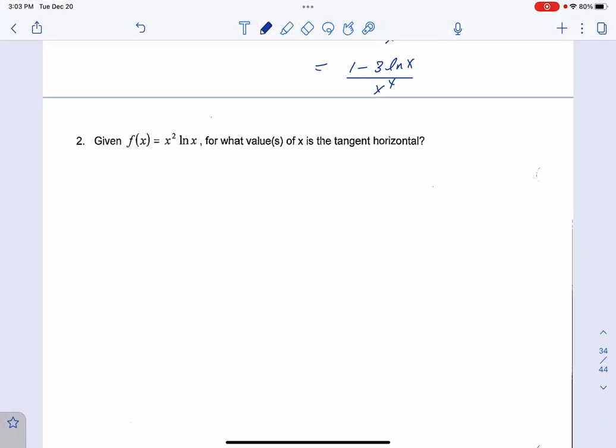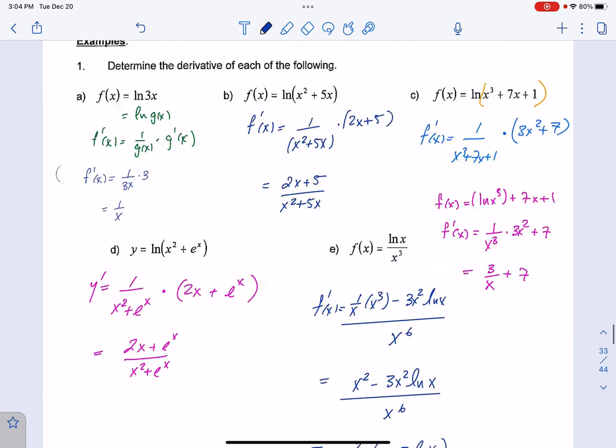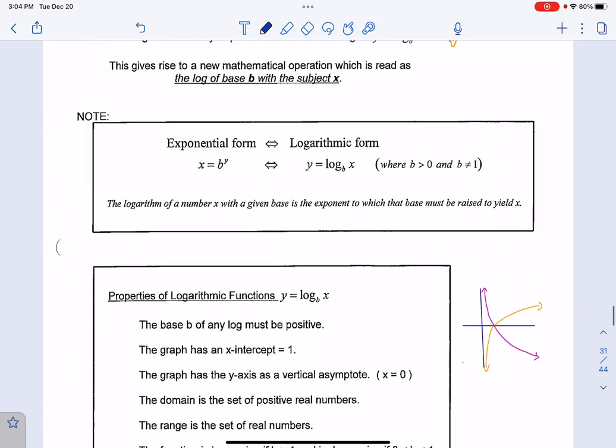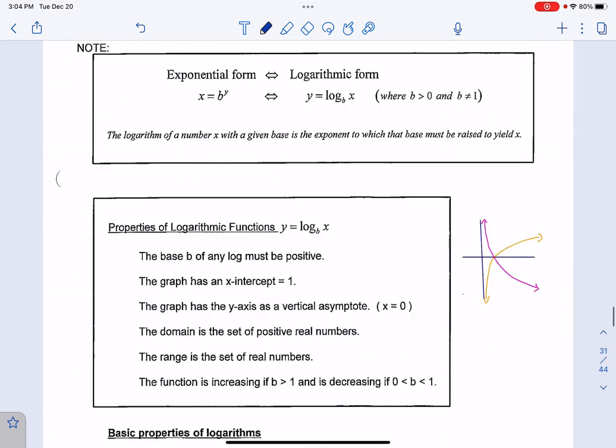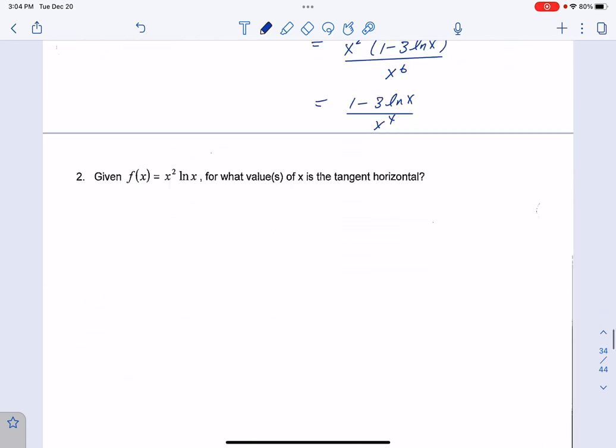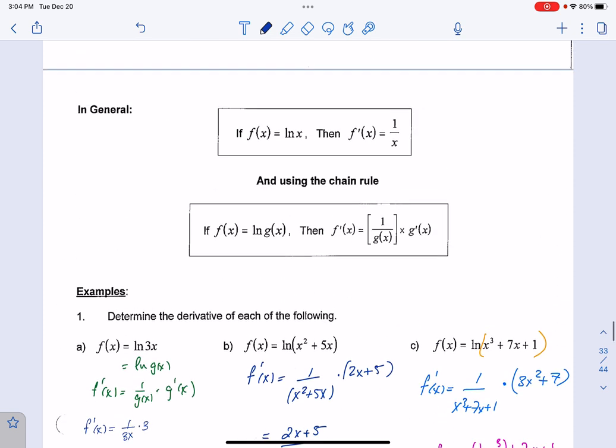Hello, ladies and gentlemen. So I was going to fill out the last couple of examples from today's note. This is from our note on the derivatives of ln x and ln g of x. I'm just going to go back and refresh your memory on what we're talking about.